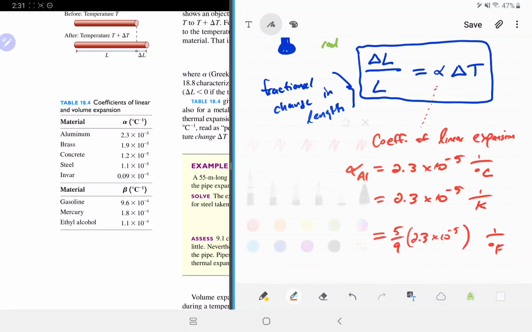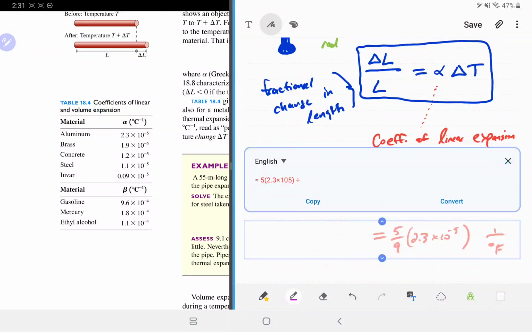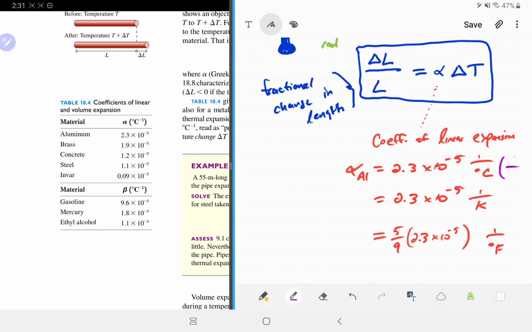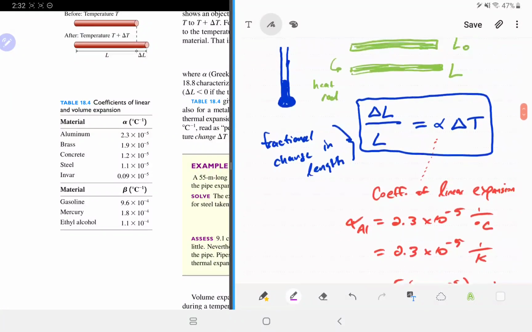Another way of doing this is to just take our original number and then multiply by how many degrees C is in 1 degree F. And you should be able to get this factor of 5/9 from this.